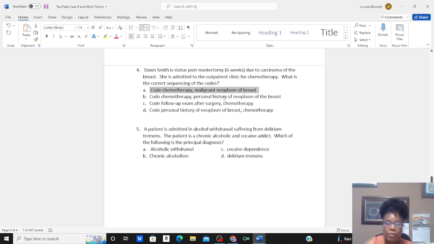Now, if it was a personal history, that means that situation's already been resolved. Well, here it is not. She's still receiving chemotherapy. So the reason she's coming in is chemotherapy. The next diagnosis is the malignant neoplasm of the breast.